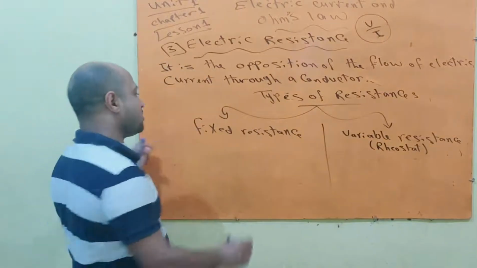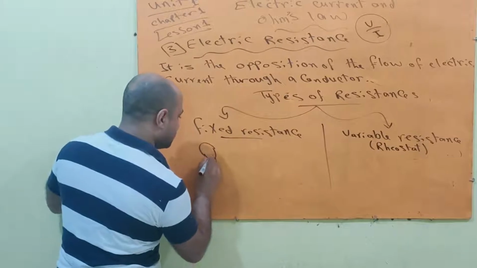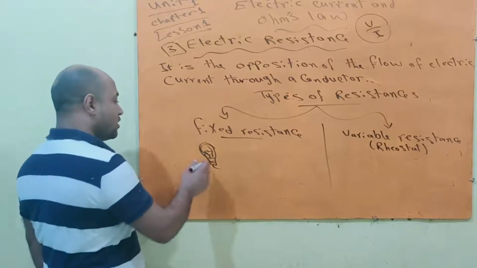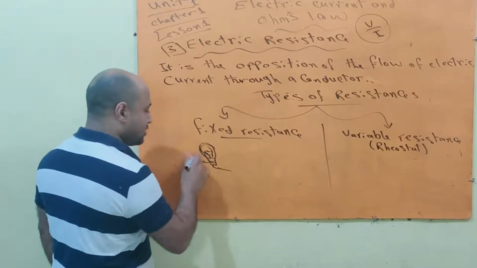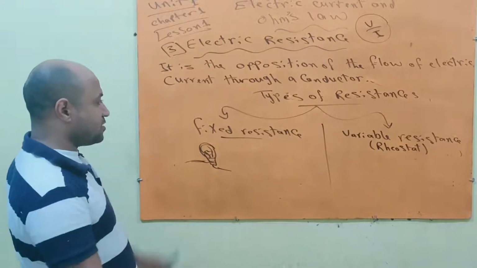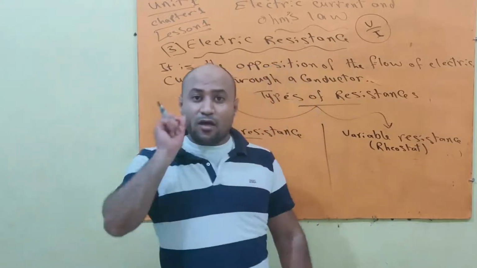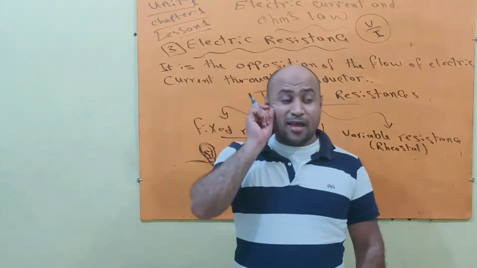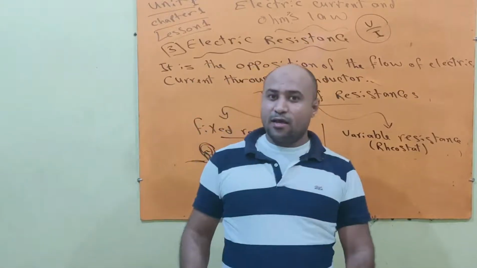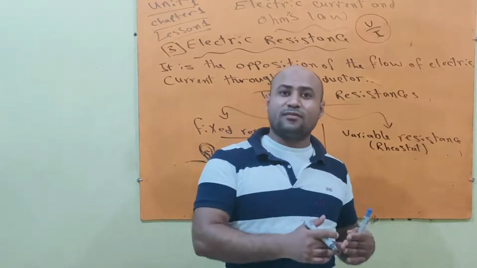Fixed resistance, such as the wire of an electric lamp. The wire itself, this wire, is called fixed resistance. The wire that is used to connect the electric current to the lamp. These are called fixed resistance. While variable resistance, like the key of the electric fan, المفتاح بتاع المروحة ده بنسميه variable resistance, is used to change the resistance of the wire to change the electric current intensity.